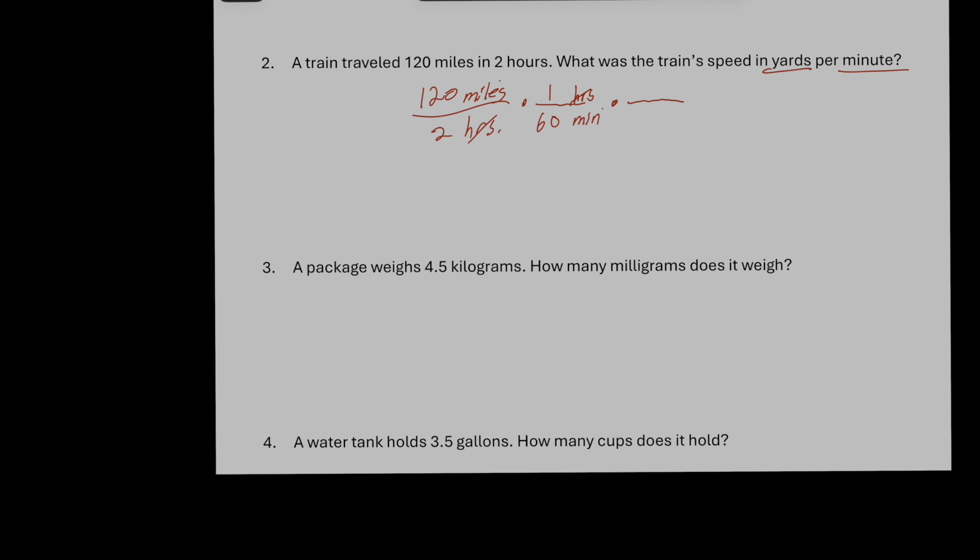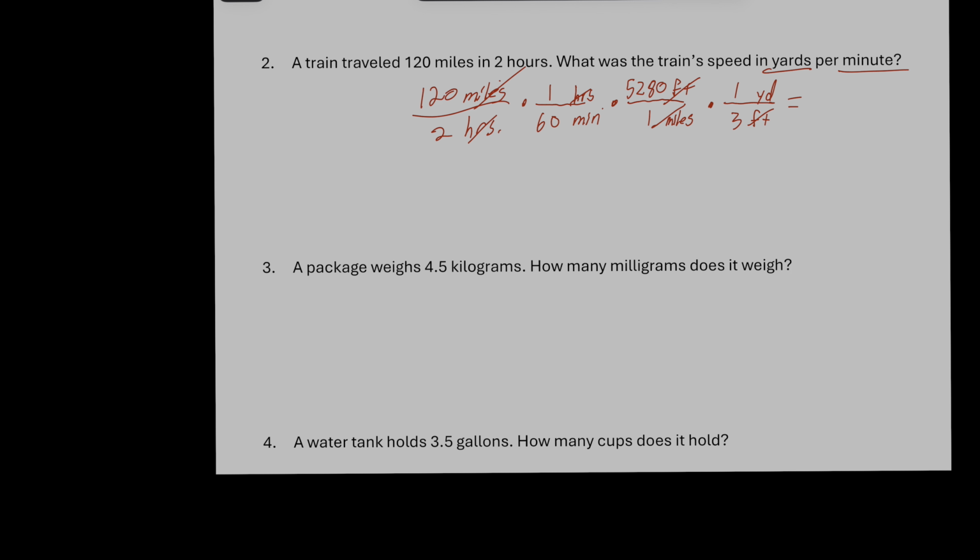So I want to get rid of the miles. I'm going to put miles on the bottom and feet on top. And that's going to be 5280 feet in 1 mile. Well, now I have feet per minute, but I want yards per minute. But I know how to get feet to yards. So I'm going to go feet down here and yards up here, and that's going to cancel out my feet. And remember, it's 3 feet for 1 yard.